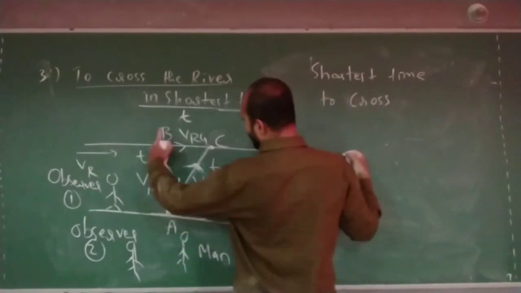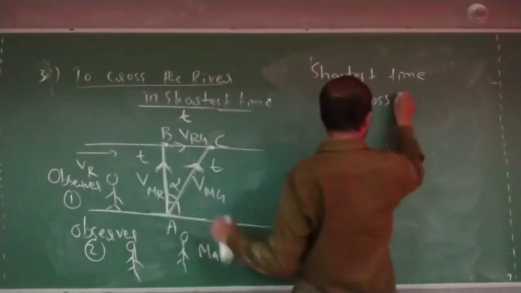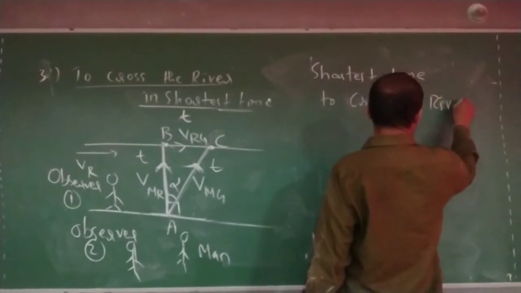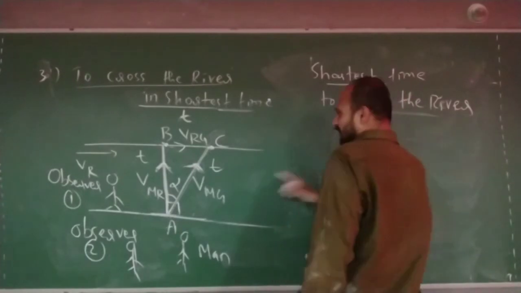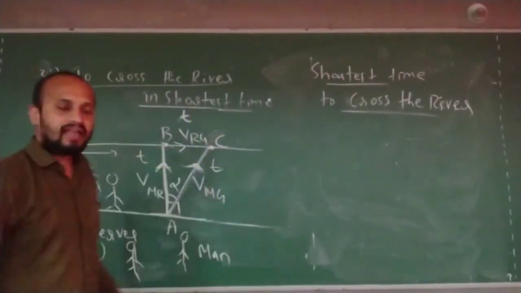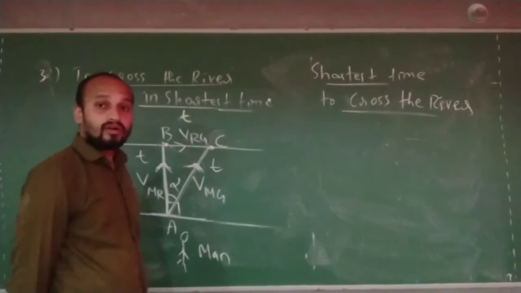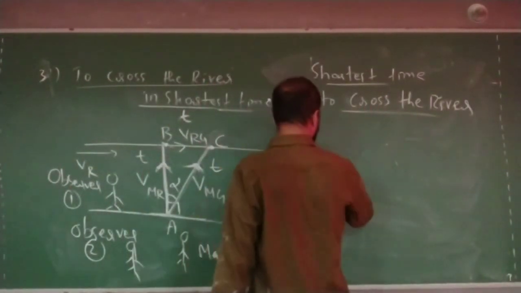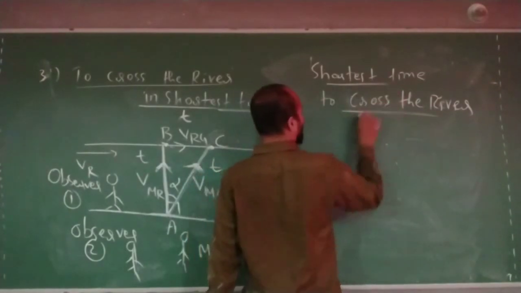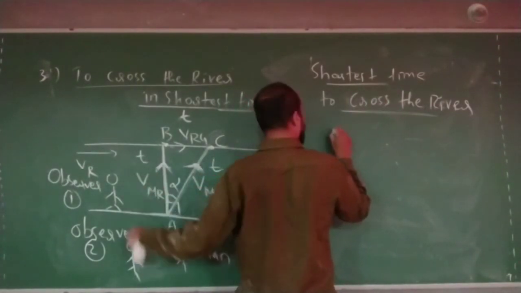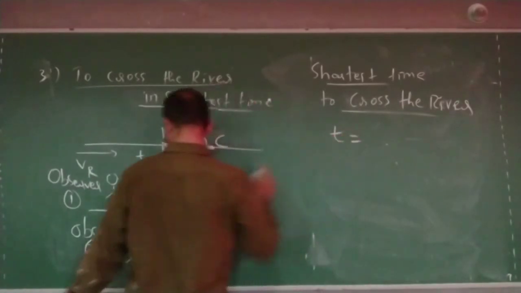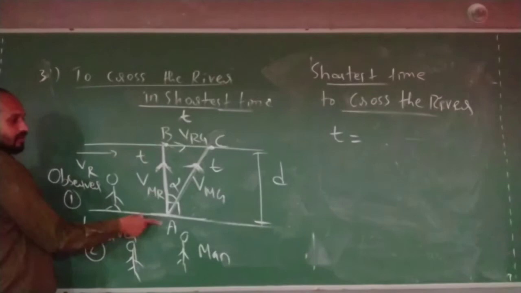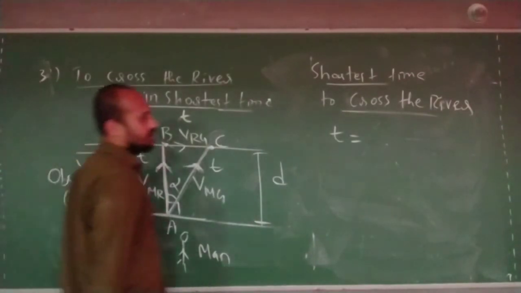Once I decide the velocity, I just need to move up, and that will be the shortest time. If I keep my velocity from point A to B, that will be the shortest time to move. Correct now? So see here, the shortest time to cross, T, can be written as: if I take the width of the river as D, D will be equal to distance AB, divided by Vmr.